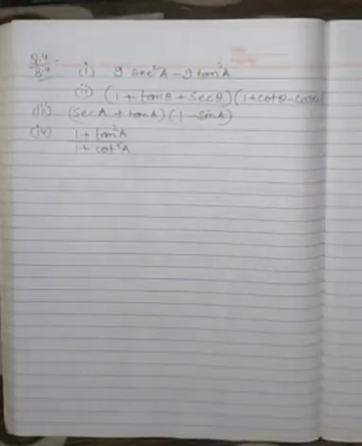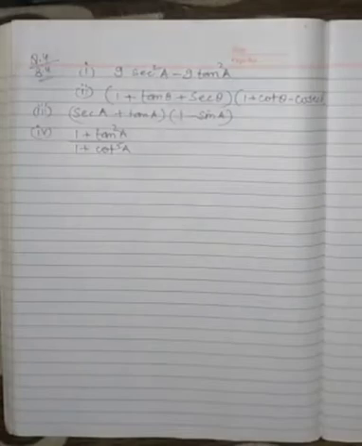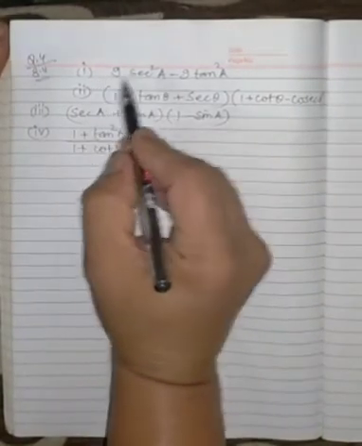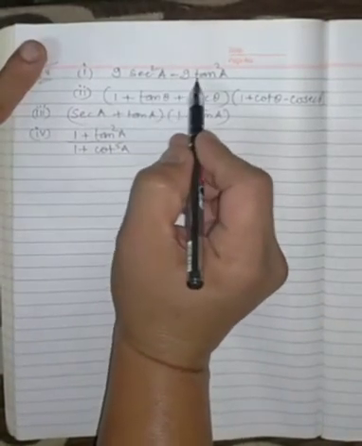In 8.4, question number 4, we have some multiple choice questions. Let us see them one by one. The first one we have is 9 sec square A minus 9 tan square A.